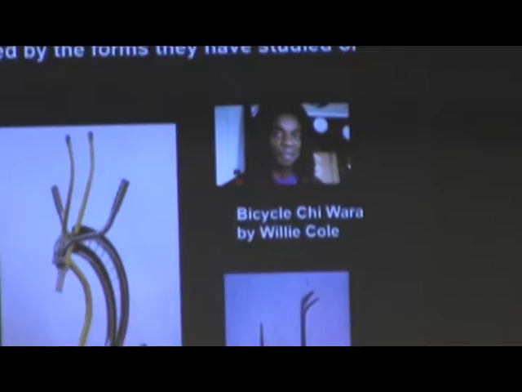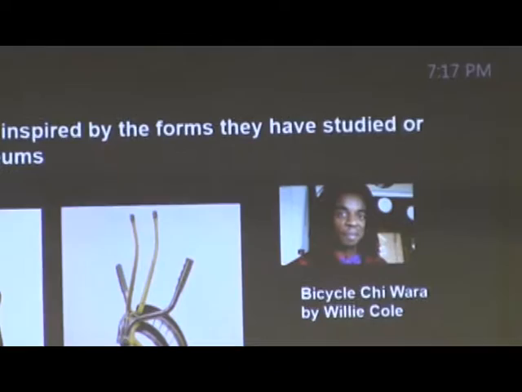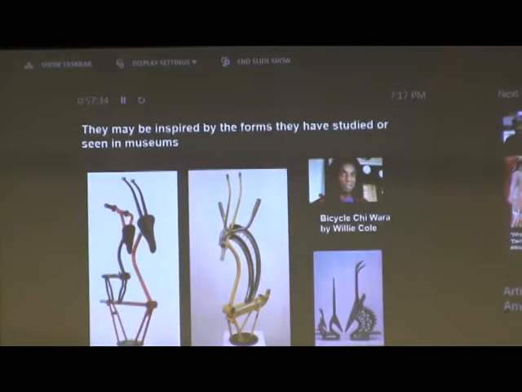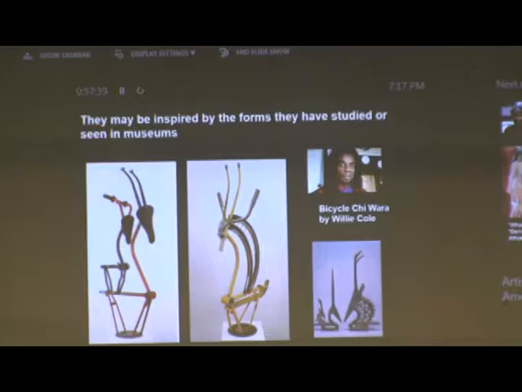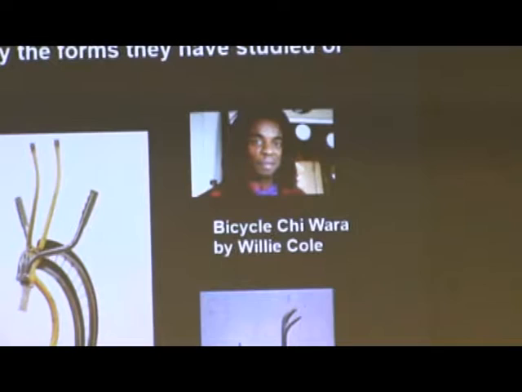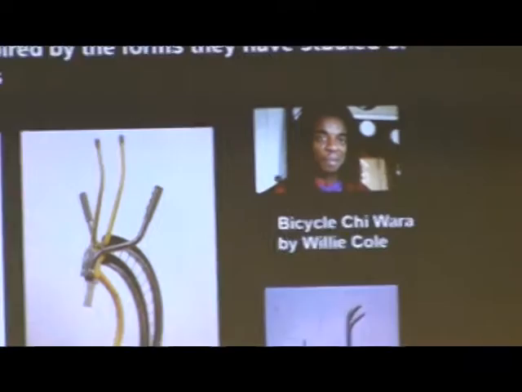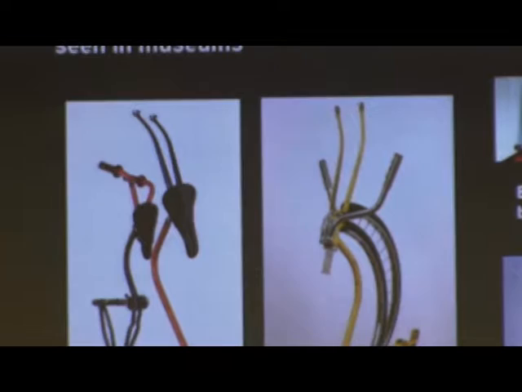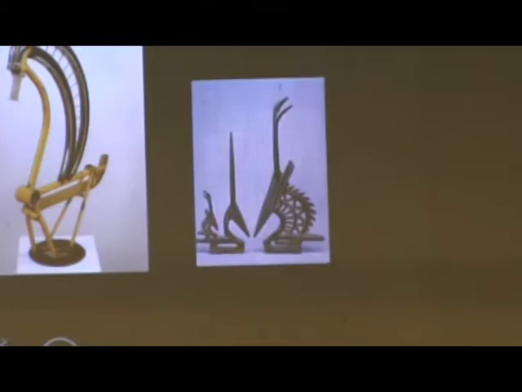There are also artists of African descent in the Americas who are simply inspired by traditional African art forms. This is a guy named Willie Cole, who is from Newark, New Jersey. He grew up in New Jersey. His parents and grandparents lived in America before him. And he, as did I, learned about African art by going to school and going to museums and studying things. And this is one of the kinds of things that he's made, but they're called bicycle chiwara. Chiwara is the name of this antelope headdress from Mali, which is very well known, and he was inspired by these forms.